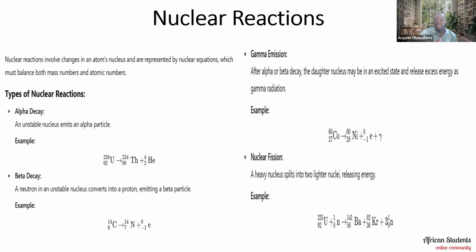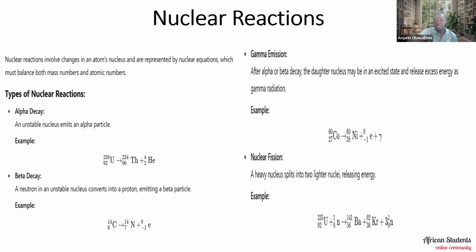And release excess energy as gamma radiation. Now, for example, when you have cobalt-60, with a mass number of 60 and an atomic number of 27, it gives us nickel with the same mass number of 60 and an atomic number of 28. What you see there is a beta emission, and then that is followed by a gamma emission.